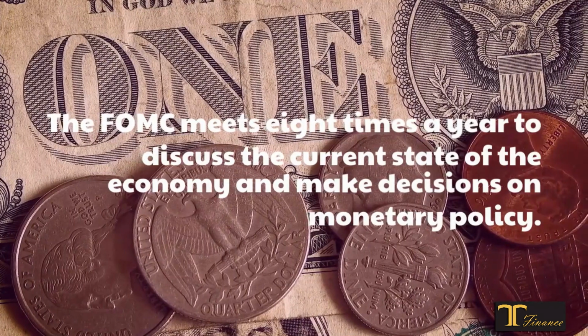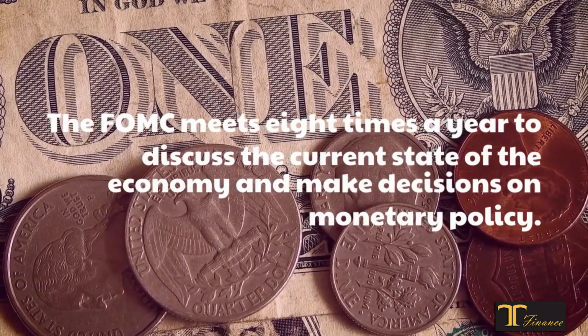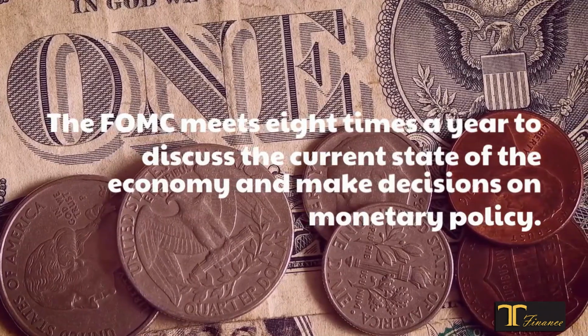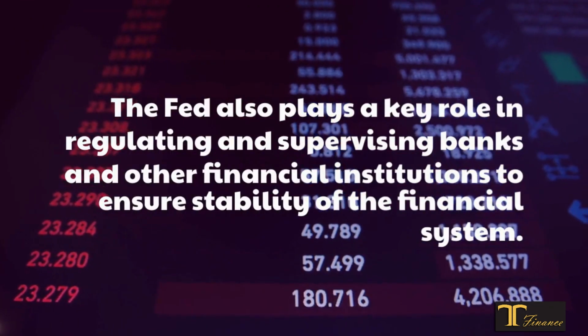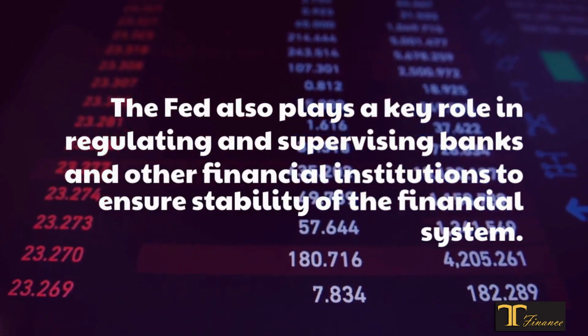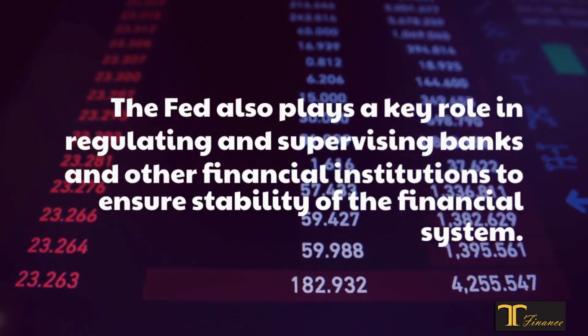The FOMC meets 8 times a year to discuss the current state of the economy and make decisions on monetary policy. The Fed also plays a key role in regulating and supervising banks and other financial institutions to ensure stability of the financial system.